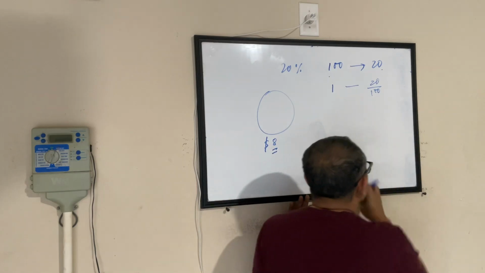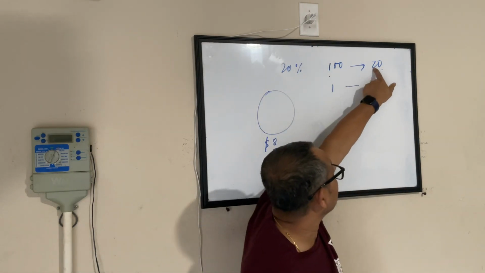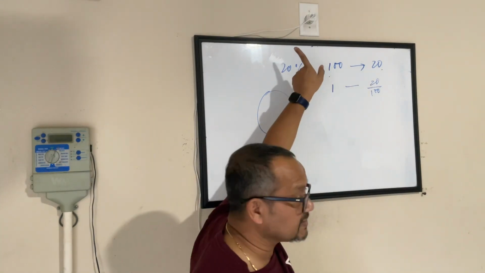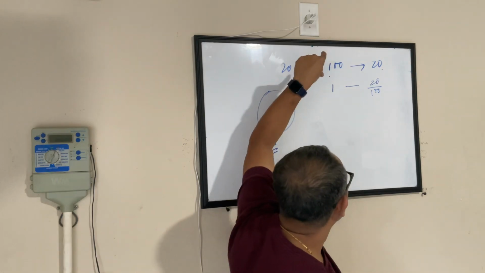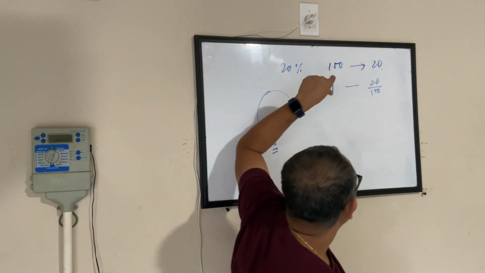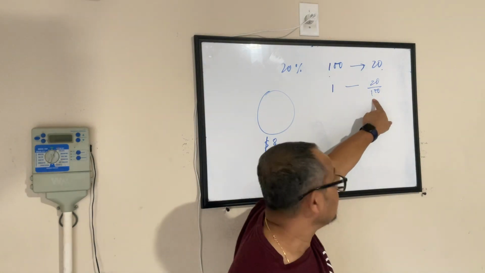Now, for a $100 thing you'll get a $20 discount. That's what 20% means. For every 100 you'll get 20. For 1 you'll get how much? 20 by 100. 20 cents.